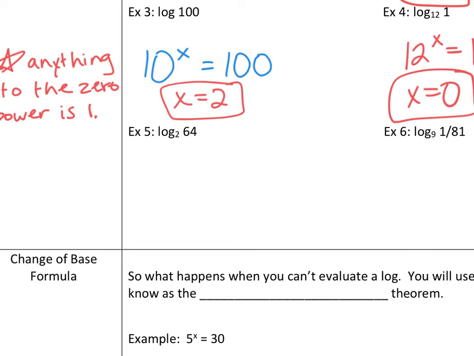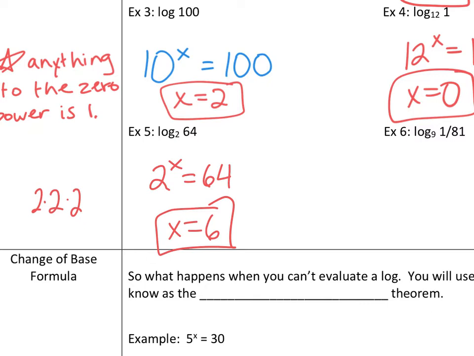Okay. Next one, log base 2 of 64. What's my base? 2. Exponent? 6. Yep, it's 6. How'd you get 6 without a calculator? I did 2 times 2 times 2 times 2 in my head. Yeah, you just have to keep going. You can do it in your head, you can write it out. 2 times 2 is 4, times 2 is 8, times 2 is 16, times 2 is 32, times 2 is 64. I wrote 1, 2, 3, 4, 5, 6 twos. Yes.